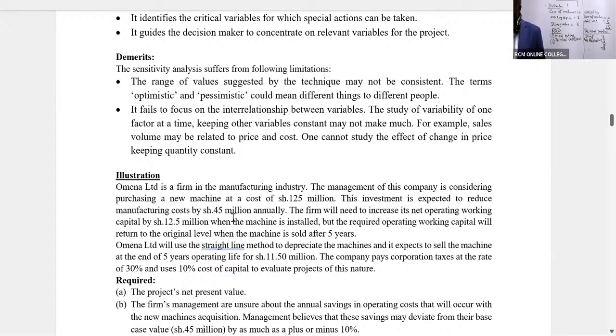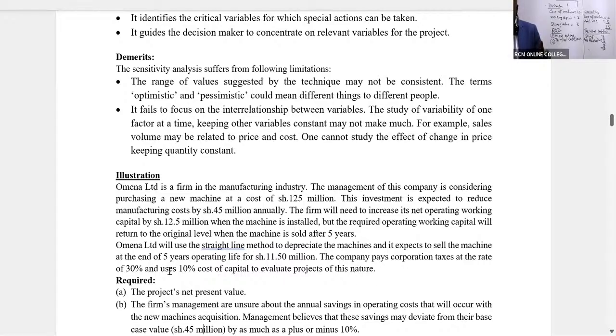The firm will need to increase its net operating working capital by 12.5 million when the machine is installed. But the required operating working capital will return to the original level when the machine is sold after 5 years. Omena Limited will use the straight line method to depreciate the machine, and it expects to sell the machine at the end of its 5 years operating life for 11.5. The company pays corporation tax at the rate of 30% and uses 10% cost of capital to evaluate projects of this nature.